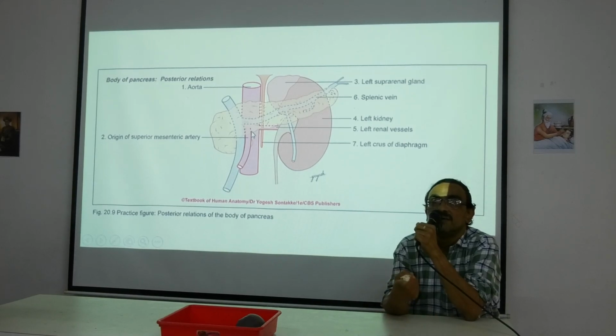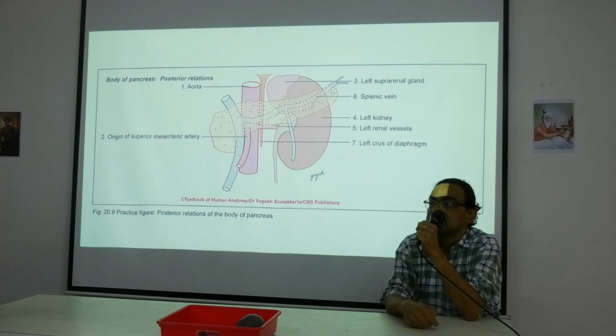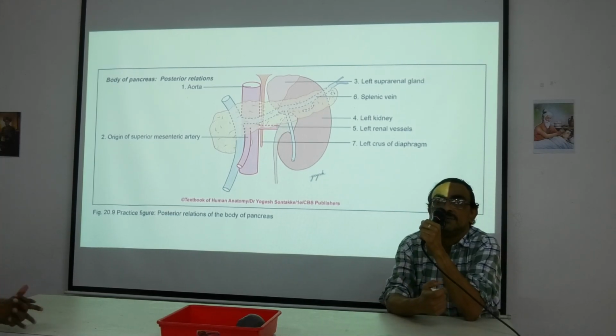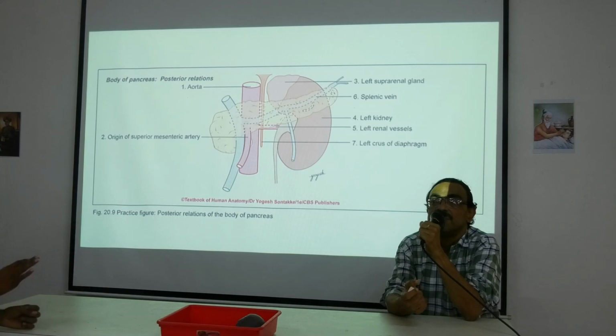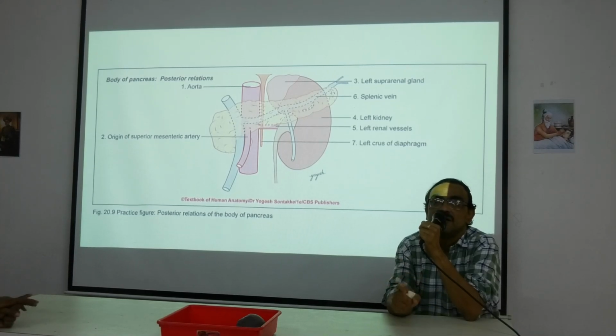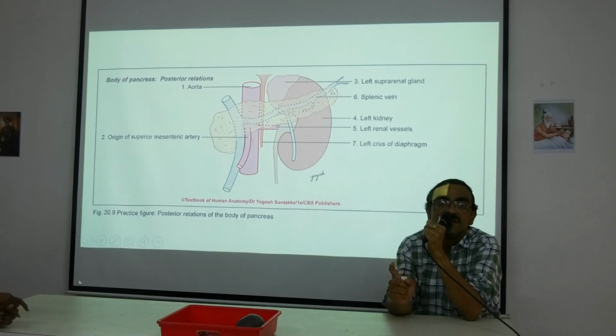It is held in position by the uncinate process. And ultimately this vessel will appear over the third part of the duodenum. So the third part of the duodenum is very important for this relation, that is the superior mesenteric vessels.